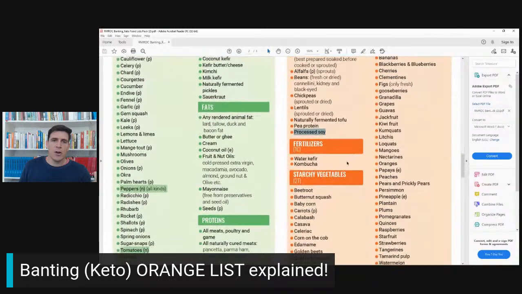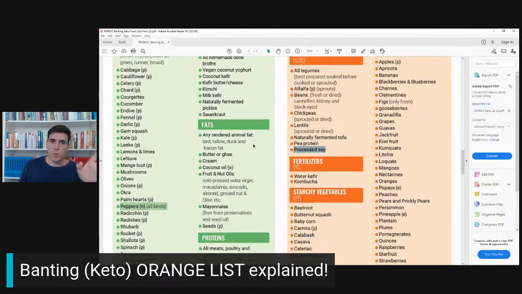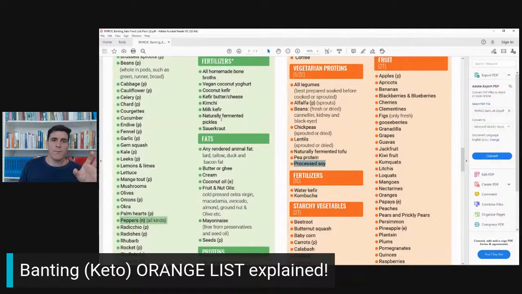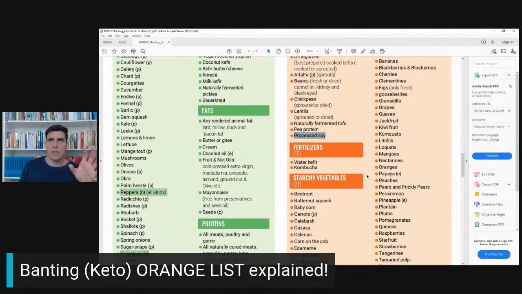Okay. Then water, kefir, and kombucha. Now, if you see on the green list, which we'll talk about in another lecture, we've got fertilizers. Now, fertilizers are there because they fertilize the gut. So there's this concept that the gut is like a garden and you need good soil to produce great fruit. And the great fruit of the gut is actually great health. So we need to maintain the soil or this garden in your gut.